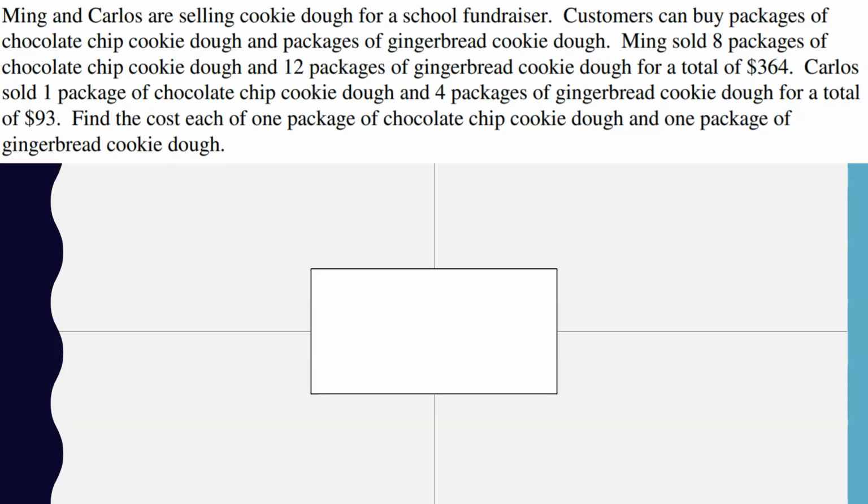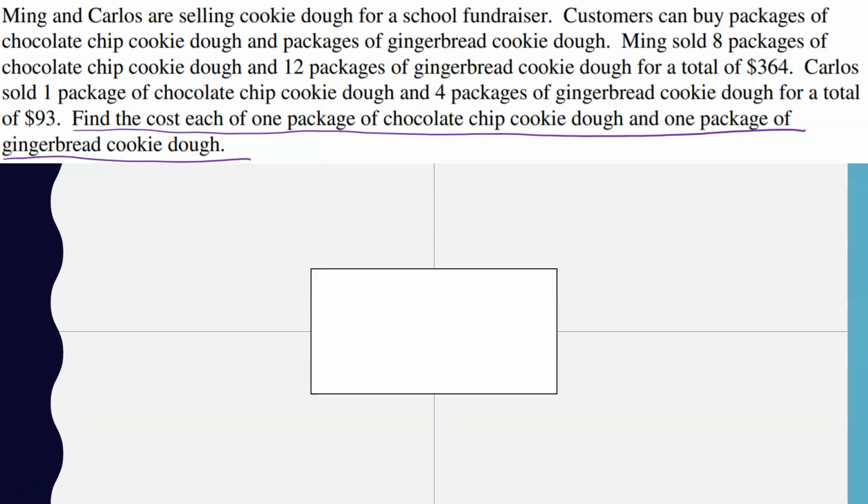Customers can buy a package of chocolate chip cookie dough and gingerbread cookie dough. Ming sold 8 packages of chocolate chip and 12 packages of gingerbread for a cost of $364. Carlos sold 1 package of chocolate chip and 4 packages of gingerbread for a total of $93. Find the cost of 1 package of chocolate chip cookie dough and 1 package of gingerbread cookies.